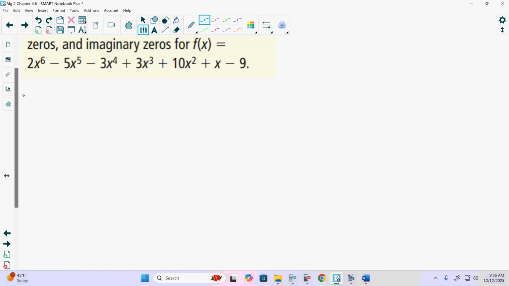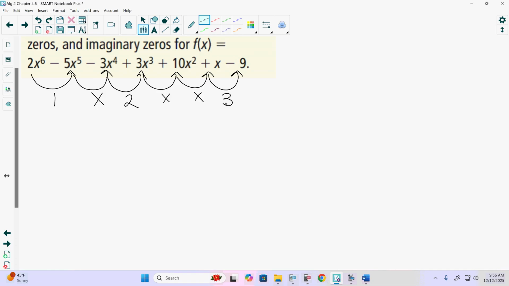So, for the possible number of positive zeros, we count the sign changes for the function itself. From x to the 6th to x to the 5th, it goes from positive to negative, so that would be 1. X to the 5th to x to the 4th, it's going from negative to negative, so we can't count that. X to the 4th to x cubed goes from negative to positive, so that'd be 2. Then we have positive to positive, so we won't count that. Positive to positive, and lastly, positive to negative would be 3.